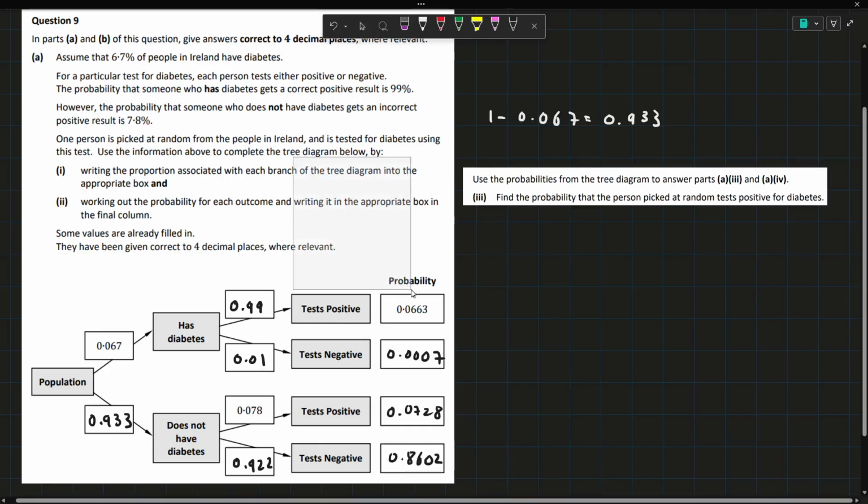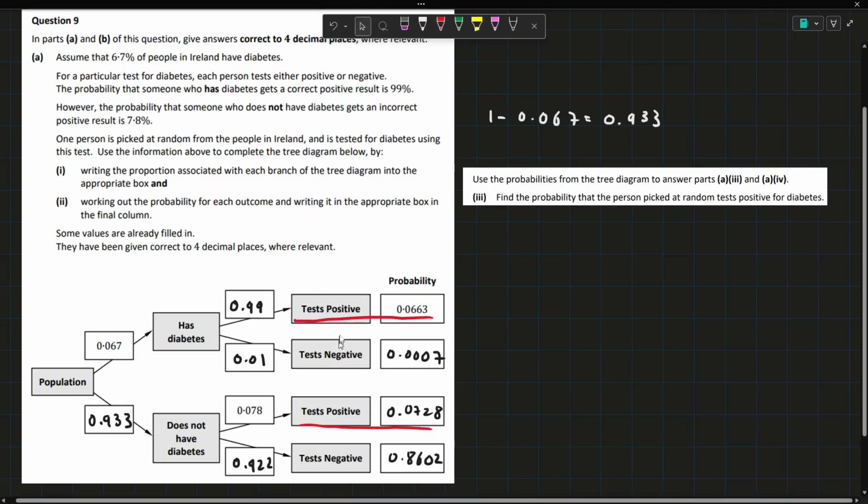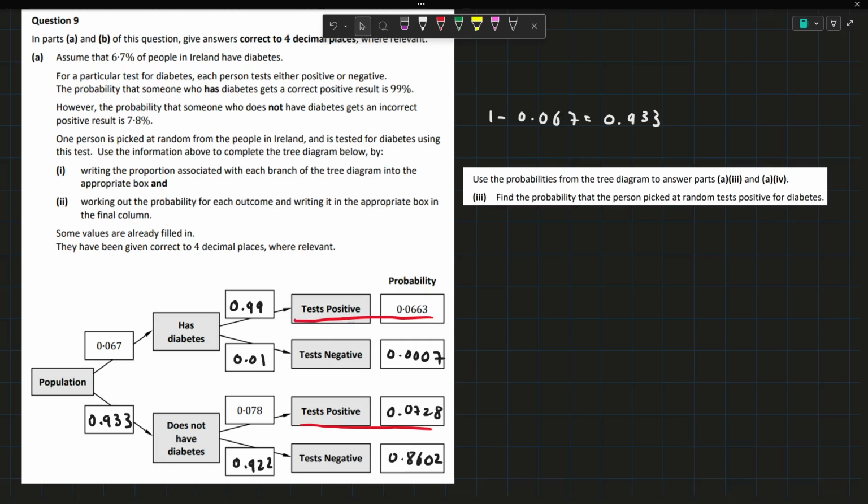Then we're told to use this diagram to answer some questions. So find the probability that a person picked at random tests positive. So there's 2 ways to test positive, either here or here, and the reason there's 2 different ways is because there could be a real positive or a false positive, so you just have to add those 2 numbers together. And when you add those 2 probabilities together, you get 0.1391. Again, 4 decimal places where it says.